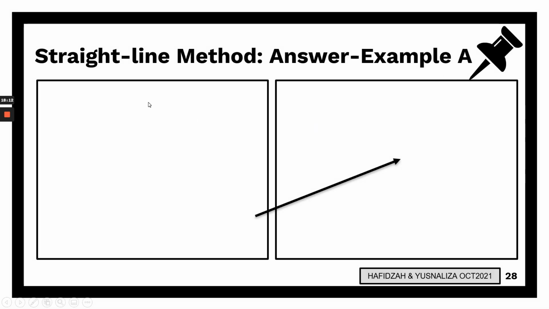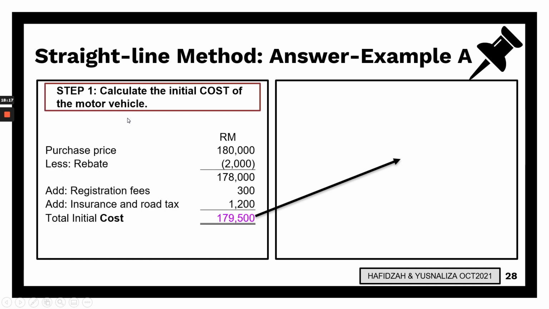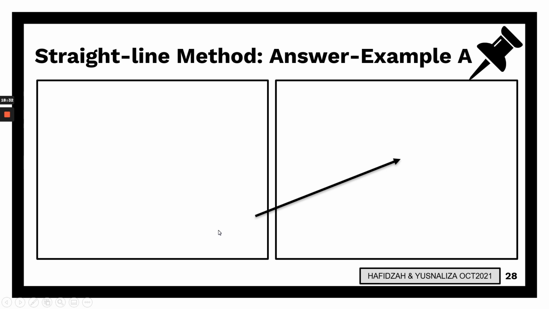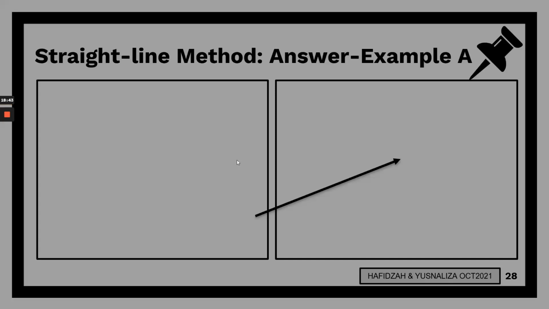Before we calculate the depreciation, you first need to calculate the initial cost. The initial cost will be taking the purchase price less the rebate. If you can recall, there were registration fees and insurance and road tax for the first time. Total initial cost was 179,500. But if you recall, there are no other expenses involved except for capital expenditure.